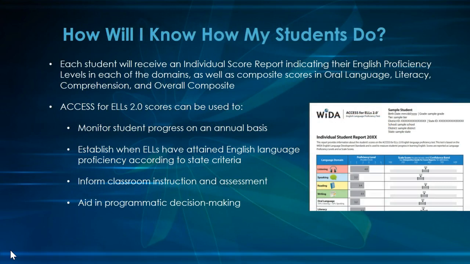Each student will receive an individual score report indicating their English proficiency levels in each of the domains, and they also get a composite score in oral language, literacy, comprehension, and then an overall composite.